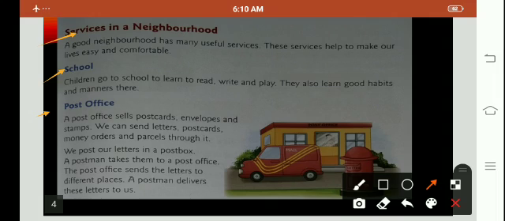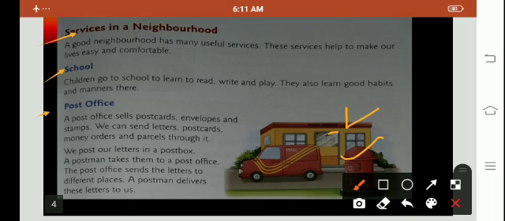So the second service is the post office. The post office is the place where we get postcards, letters, and stamps. We find a postman in the post office. We post the letter in the post box. Can you see the letter box over here in this picture? This is the post box. This is the post office.